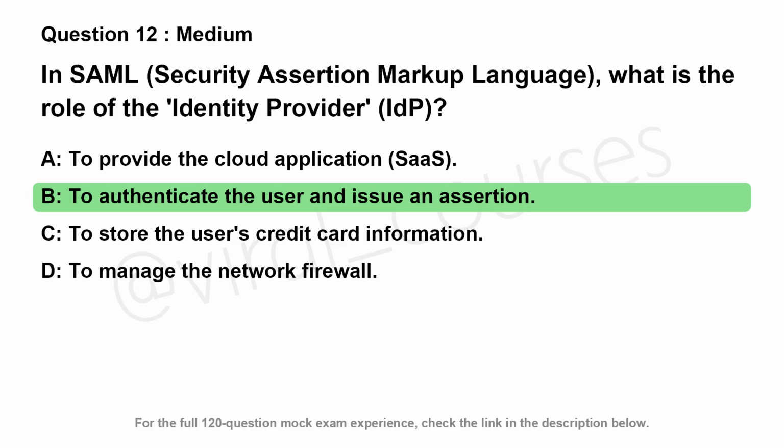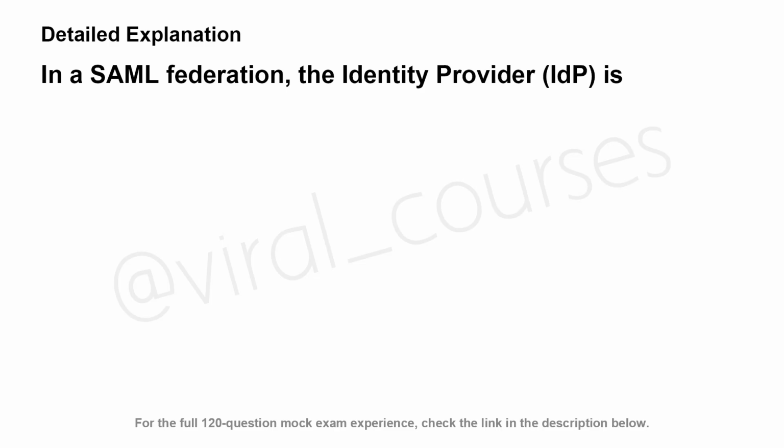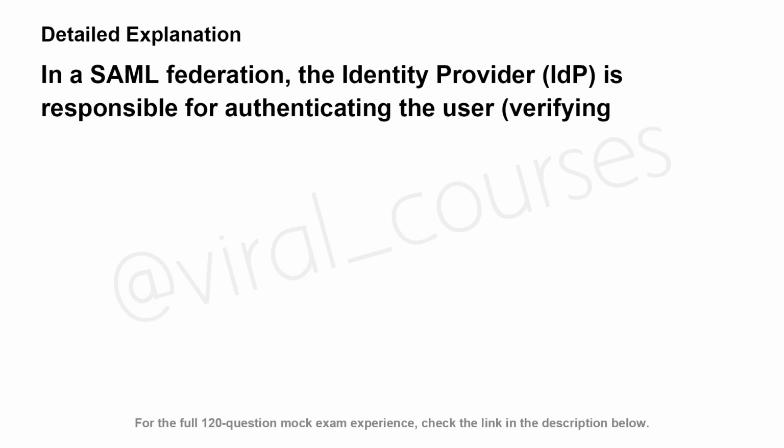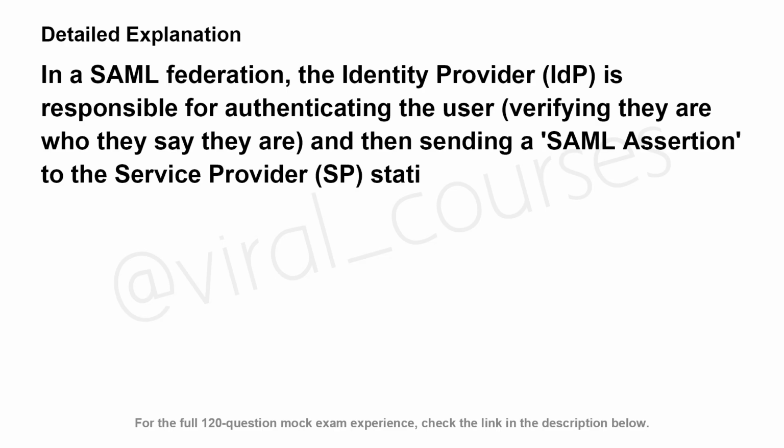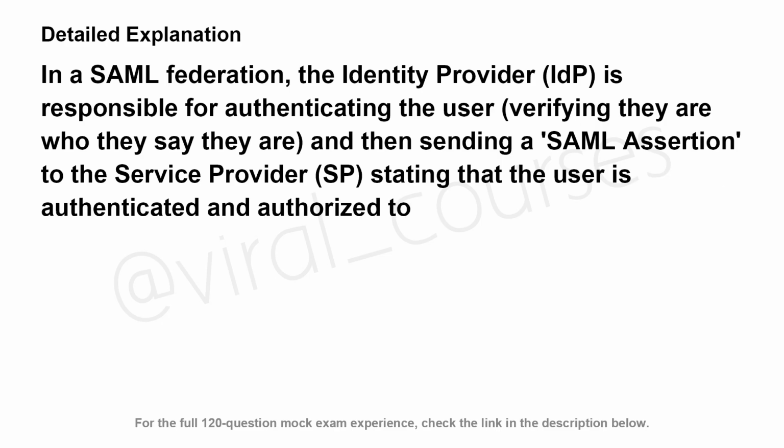The correct answer is B. In a SAML federation, the identity provider, IDP, is responsible for authenticating the user, verifying they are who they say they are, and then sending a SAML assertion to the service provider, SP, stating that the user is authenticated and authorized to access the service.